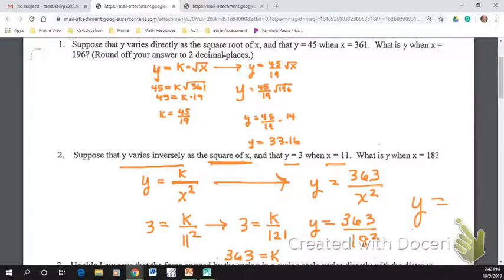Tell me what you get for y. Comes out to be 12? No, I don't know. 363 divided by 18 squared. It's like 1 point. 1.12. 1.12? Dude, I was pretty close. Okay, we're rounding to 2 places because my directions did not specify there. It should have, but it didn't. 1.12. Everybody okay with that? Yeah. That would be my answer for y if x is an 18.